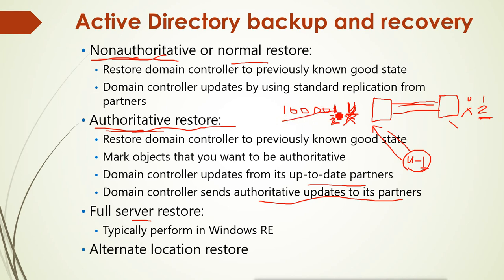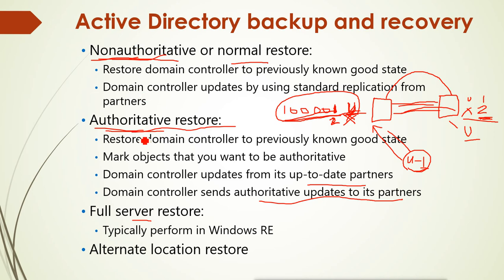So when they talk to each other, one says I have 2 and the other says I have 100,001. That means the new ID is this one, and it says the user is back. The user is not deleted. Instead of this server saying it is deleted, this server says the user is now back, and now this server will also update the ID to 100,001, and the user will be back on the other domain controller also. That is the only difference between authoritative and non-authoritative restore.